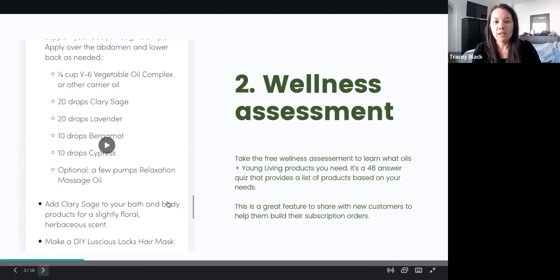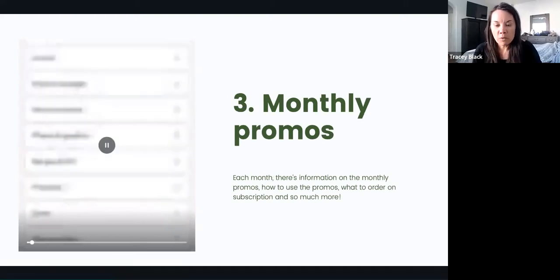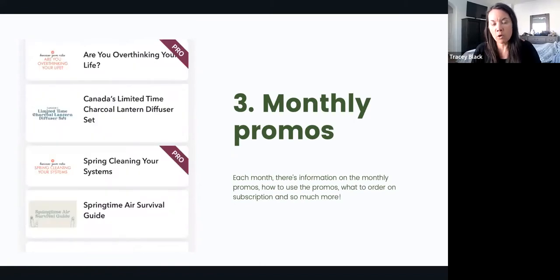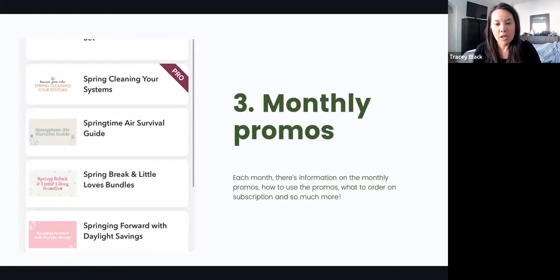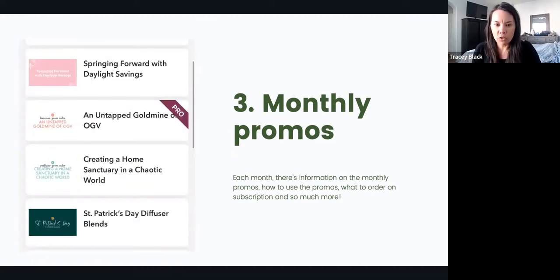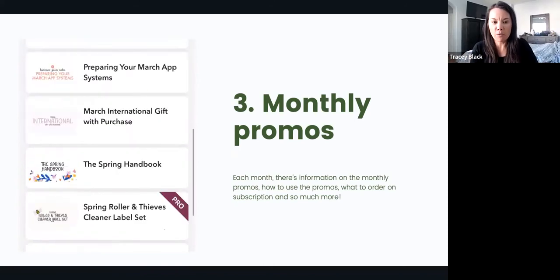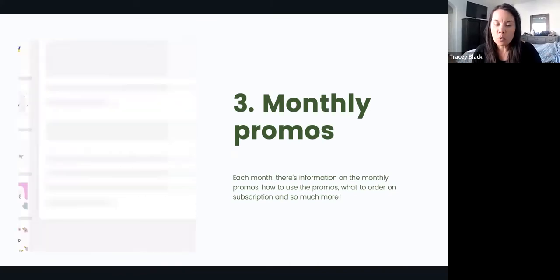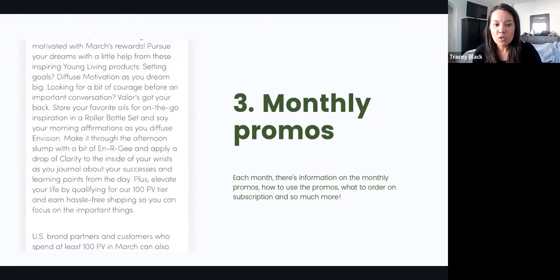Okay, next up, monthly promos. So we post monthly promos in our Facebook groups, but you know what? Sometimes that's not always the most convenient place to go get them, right? Well, here's the really cool thing. Every single month, there are lots of different content pieces that are produced in the app for the month. So for instance, this is all the content for March, but number one thing you can look in there, monthly promos. Look at this.